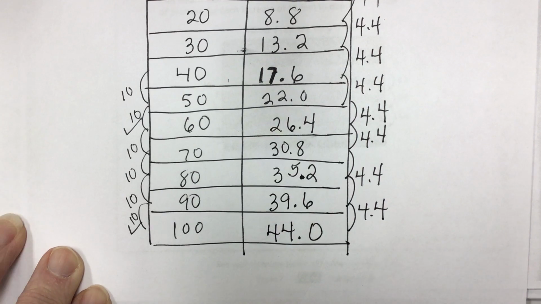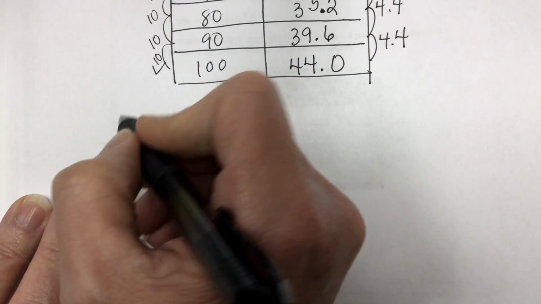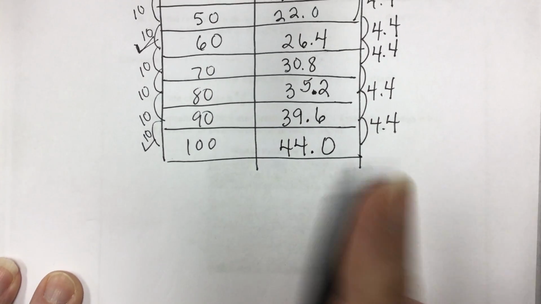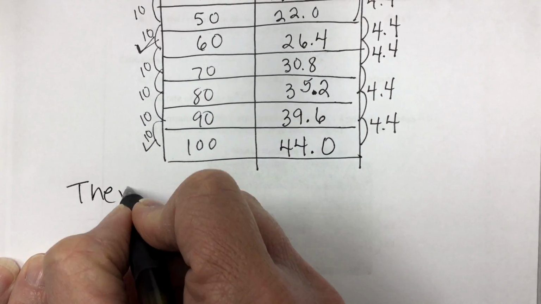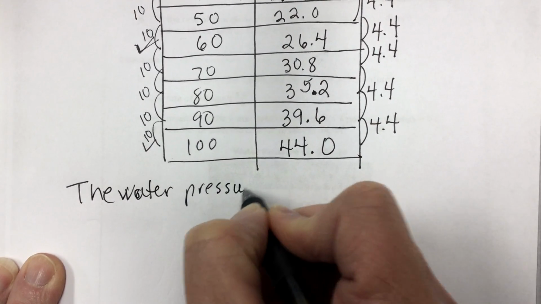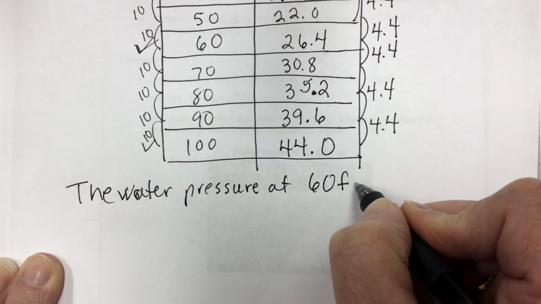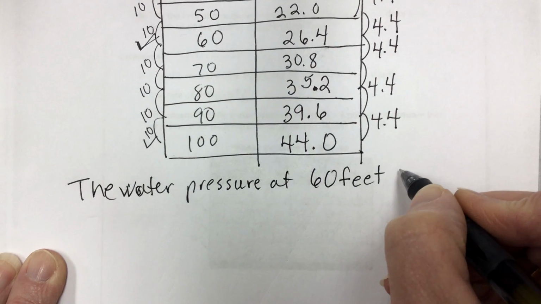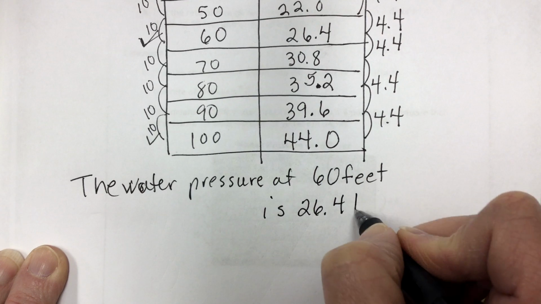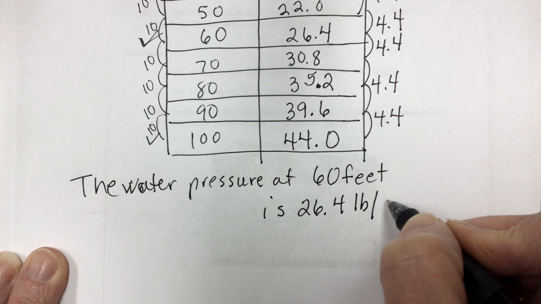So once you know that your rate of change is constant, you can make predictions, you can analyze situations, and you can draw conclusions. So by extending this table, the water pressure at 60, that was one of the questions, the water pressure at 60 feet is 26.4 pounds per square inch.